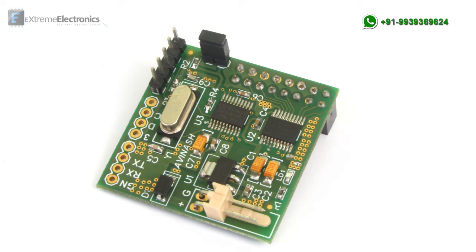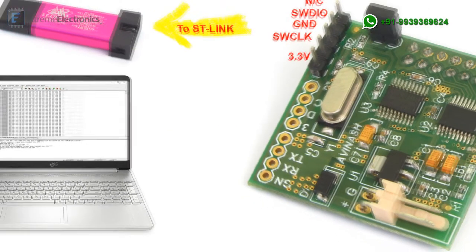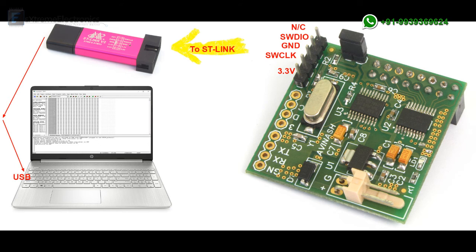You need to connect each pin from this header to the pins available in your ST-Link dongle. The STM32 microcontroller needs only 3.3 volt. So by mistake please do not connect the 5 volt output from the ST-Link to the VCC of the microcontroller. There is one 3.3 volt output available in the ST-Link. Use that one only. Do not use the 5 volt output. Complete connection looks like this from the STM32 microcontroller to your USB port.